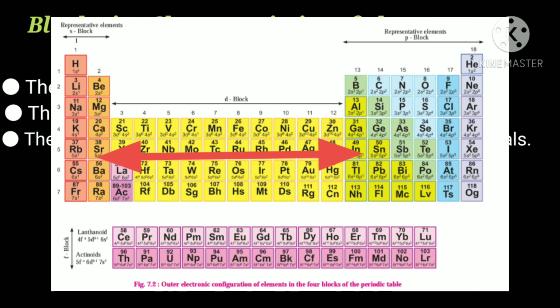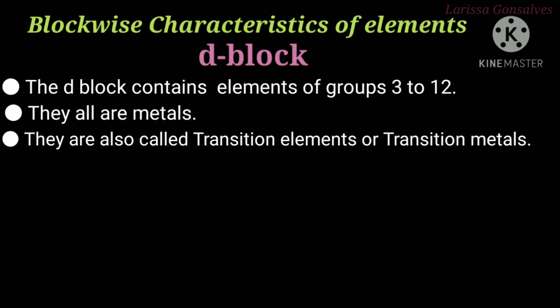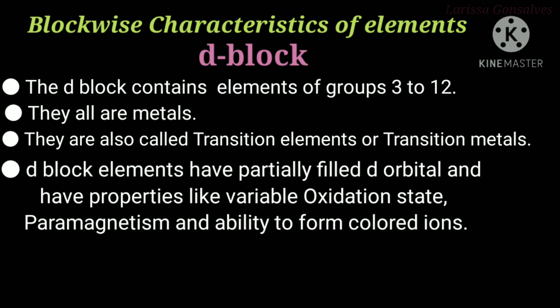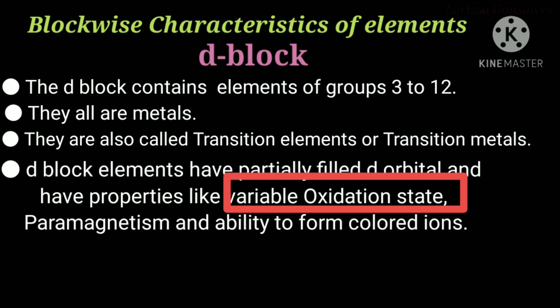Most of the d block elements have partially filled inner d orbitals, and as a result, the d block elements have properties like variable oxidation state, paramagnetism, and the ability to form colored ions. Now, what is the meaning of variable oxidation state? It means they can give away electrons and have a number of oxidation states.